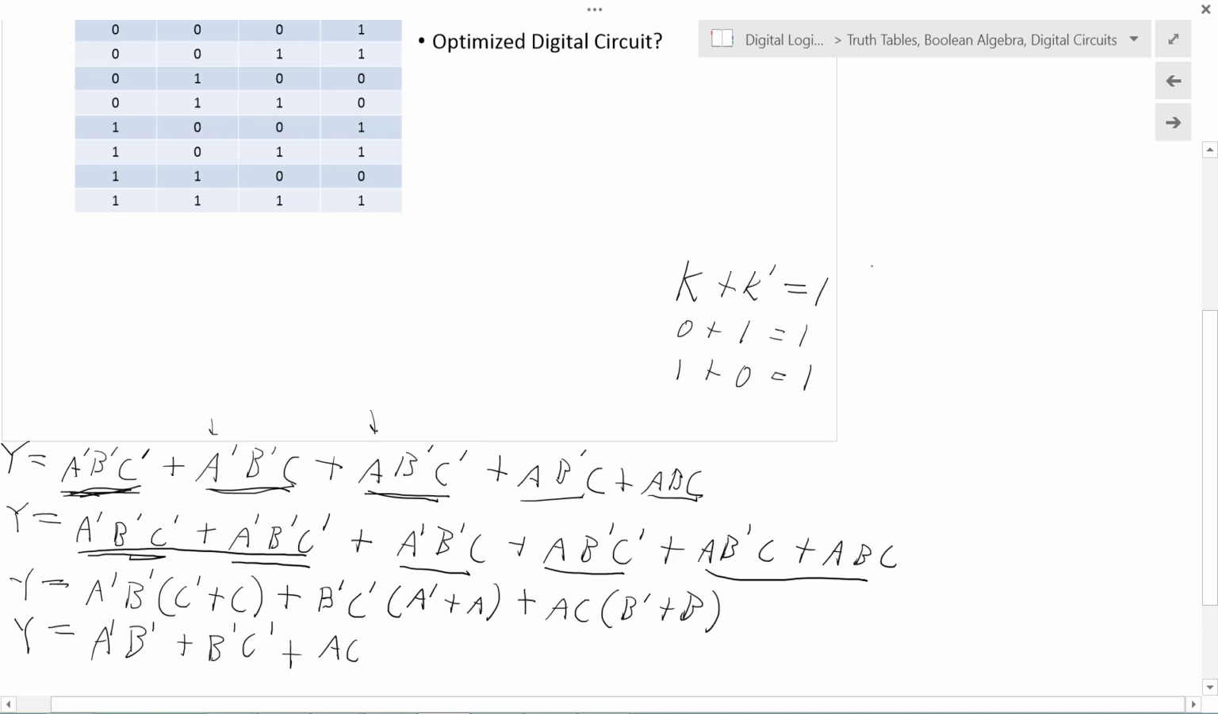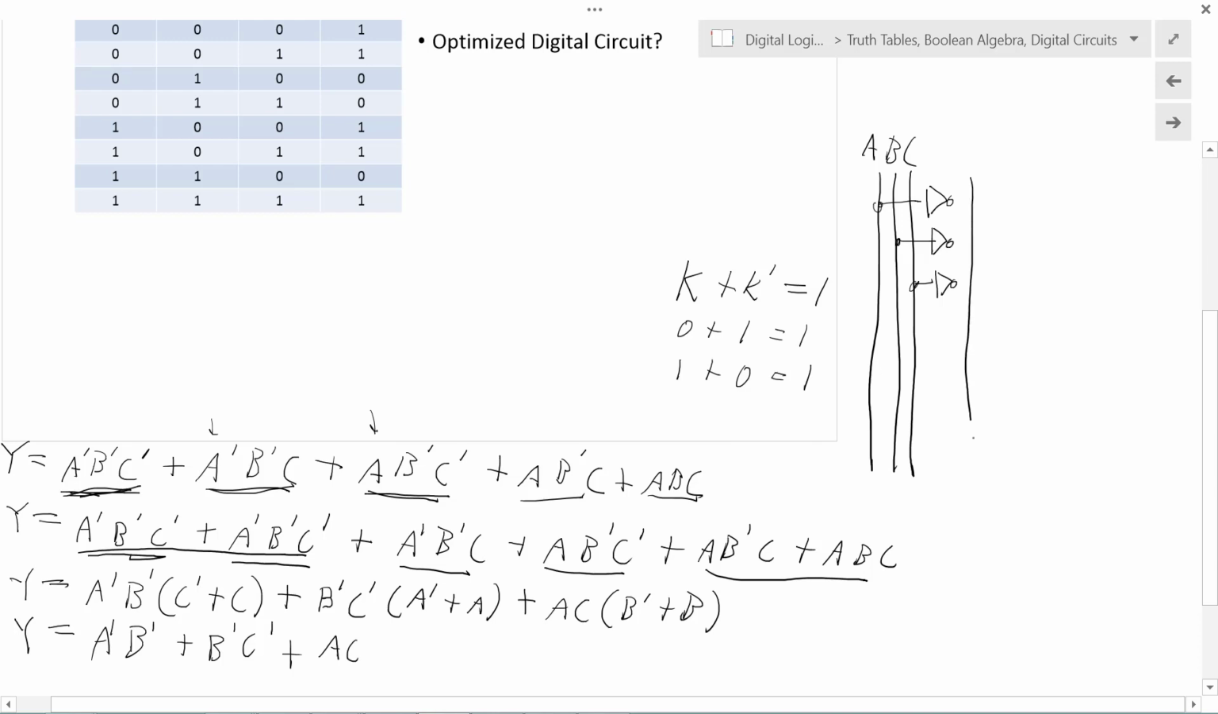So let's draw the digital circuit. We have A, B, C, and we need inversions of all three variables, so 3 inverters again. And then we get A prime, B prime, C prime.